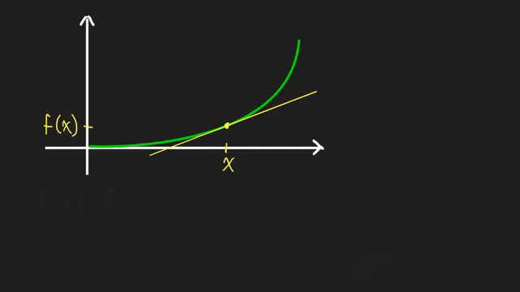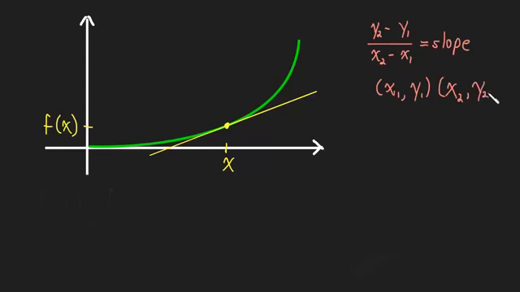Well, first let's remember what slope is. So slope is y2 minus y1, change in y, divided by a change in x, so x2 minus x1. And this is the slope of the line that runs between those 2 points. So that's important. To be able to use this formula for slope, we need 2 points. We need the point x1, y1, and we also need the point x2, y2.